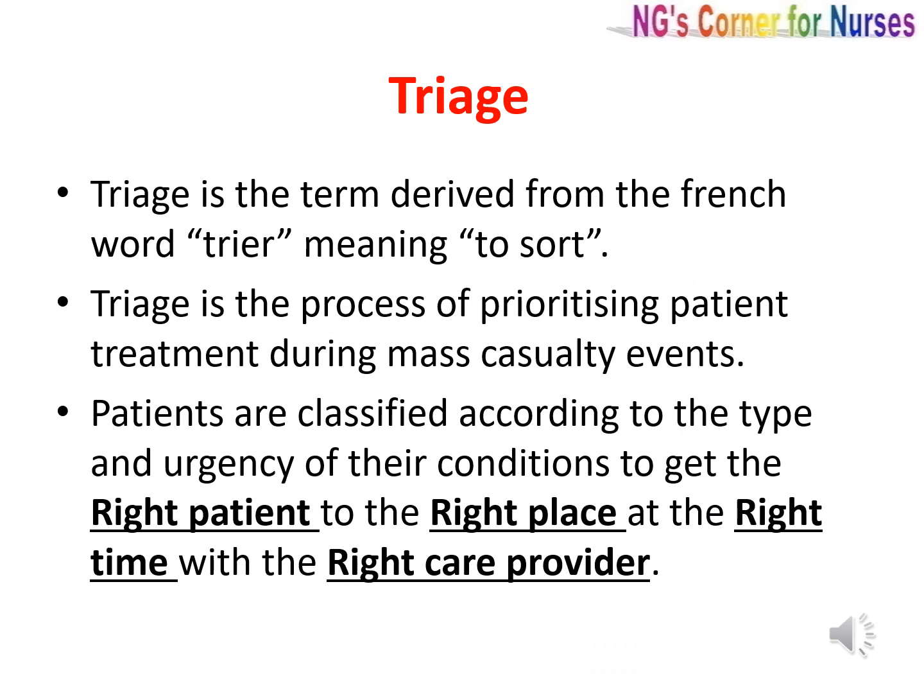Let's come to the main topic, that is triage. Triage is a term derived from the French word trier, meaning to sort. Triage is the process of prioritizing patient treatment during mass casualty events. Patients are classified according to the type and urgency of their conditions to get the right patient to the right place at the right time with the right care provider.